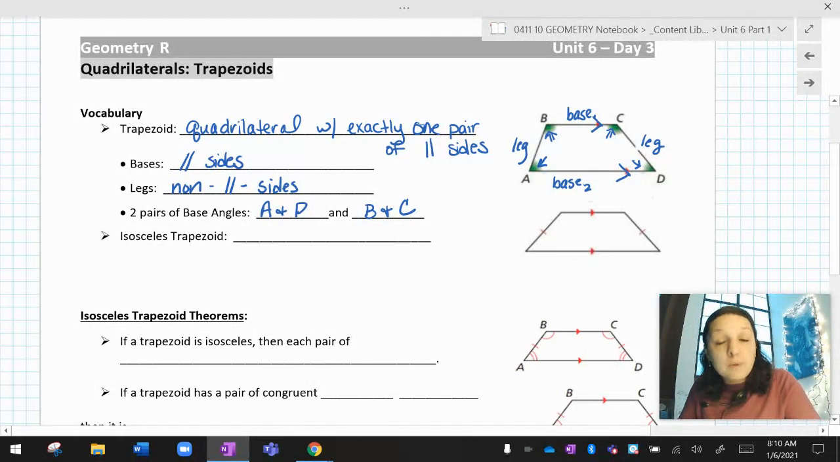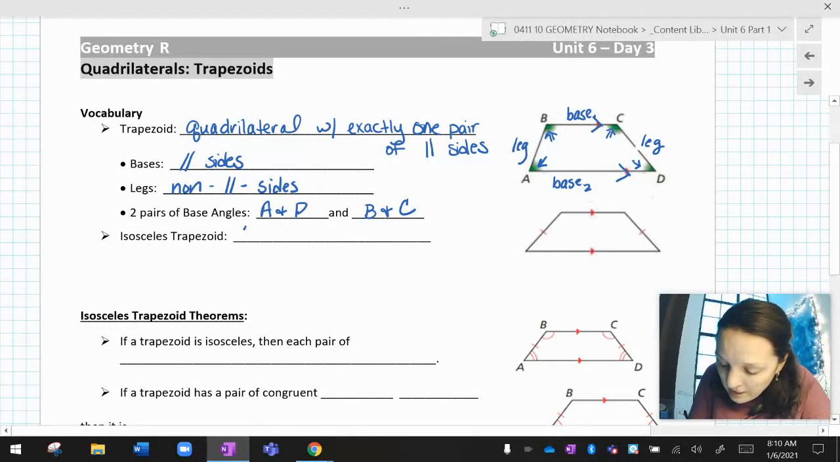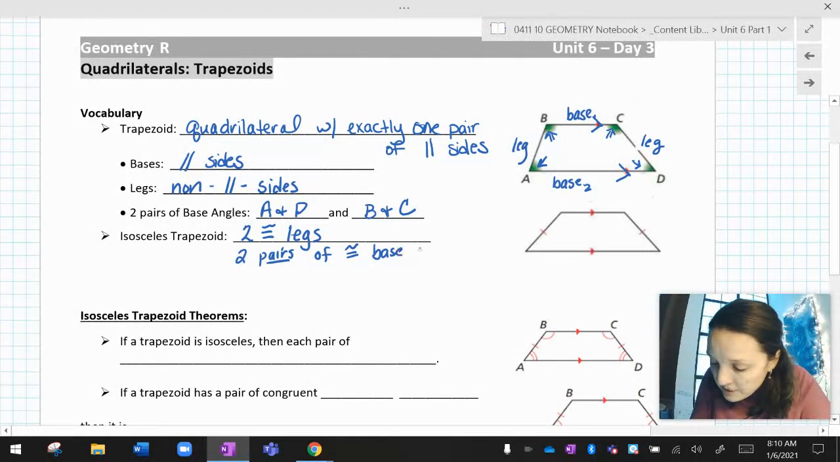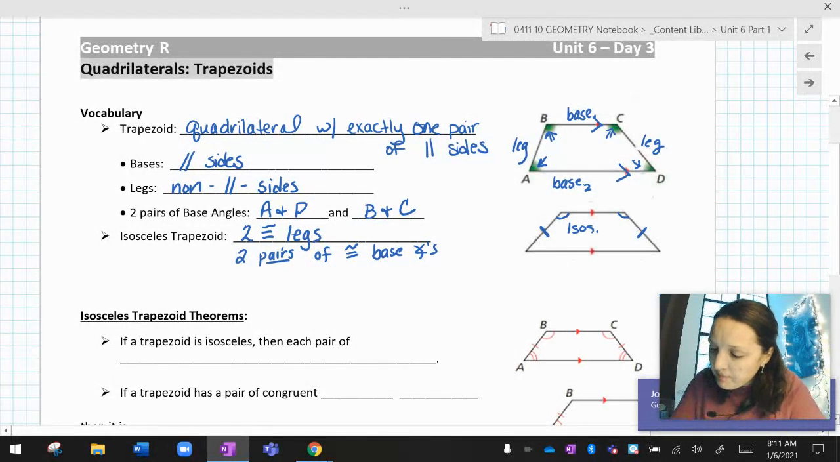Now, just like within triangles, I can have a trapezoid that's isosceles. An isosceles trapezoid has 2 congruent sides and 2 pairs of congruent angles, very similar to what a triangle has. So an isosceles trapezoid has 2 congruent legs and 2 pairs of congruent base angles. All right, so what does that mean? Well, this thing right here is an isosceles trapezoid. And in an isosceles trapezoid, this thing is going to be equal to that thing. And these 2 angles will match up. And these 2 angles will match up.